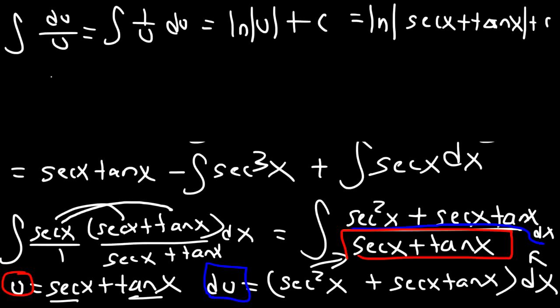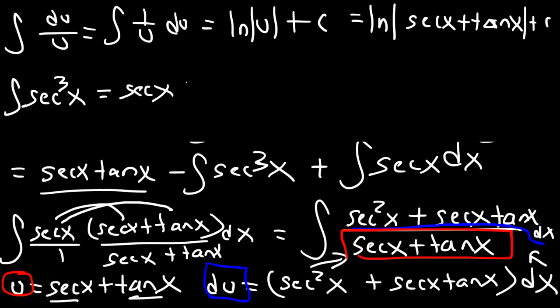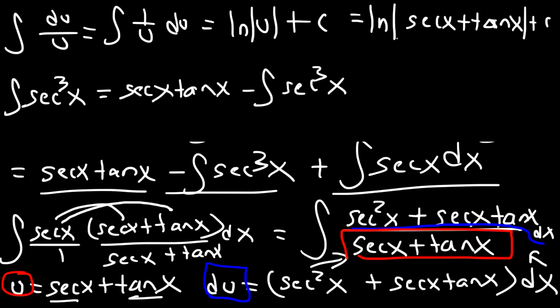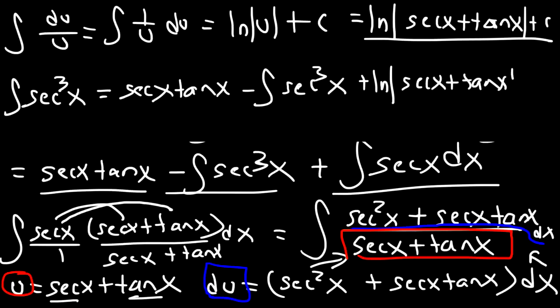So let's rewrite what we have. Our original problem is the integral of secant cubed, and so far that's equal to secant tangent minus the integral of secant cube. And then we can replace the integral of secant x with this expression. So plus natural log secant x plus tangent x plus c.